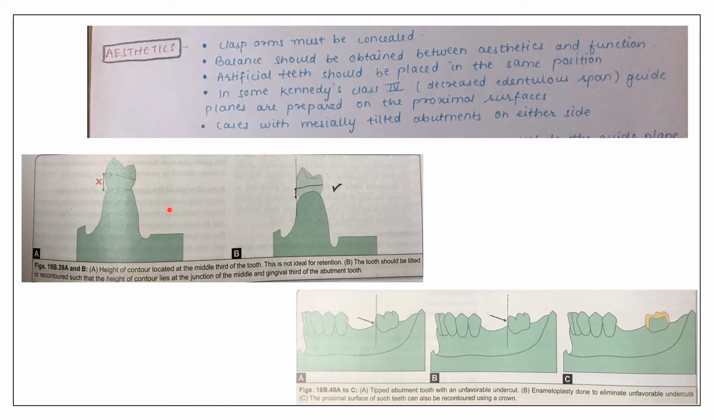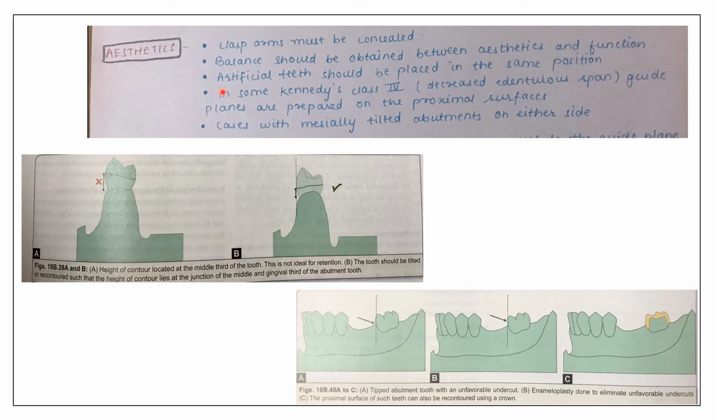The second one is balance. Balance should be obtained between aesthetics and function. It's not like you're just focusing on aesthetics and the function of the prosthesis is not fulfilled. So the balance should be maintained.